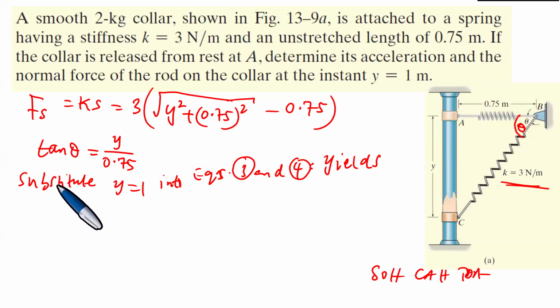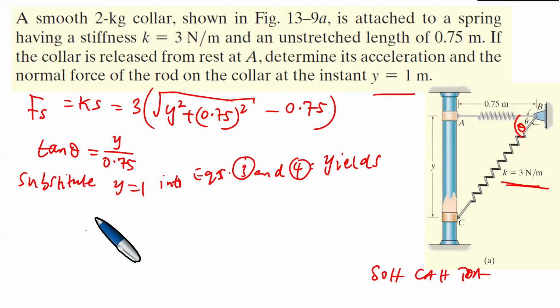It's going to yield the following. So if we substitute y equals 1, because we're interested in determining the acceleration and the normal force of the rod on the collar at the instant that y is 1, you put y equals 1 there and then you can get the Fs here. And then you're able to get the tan theta also.